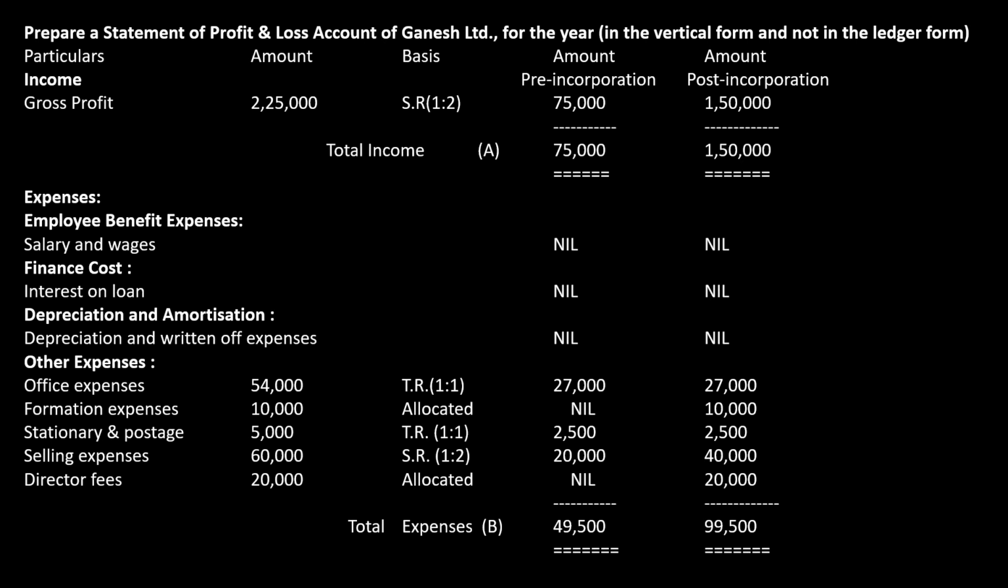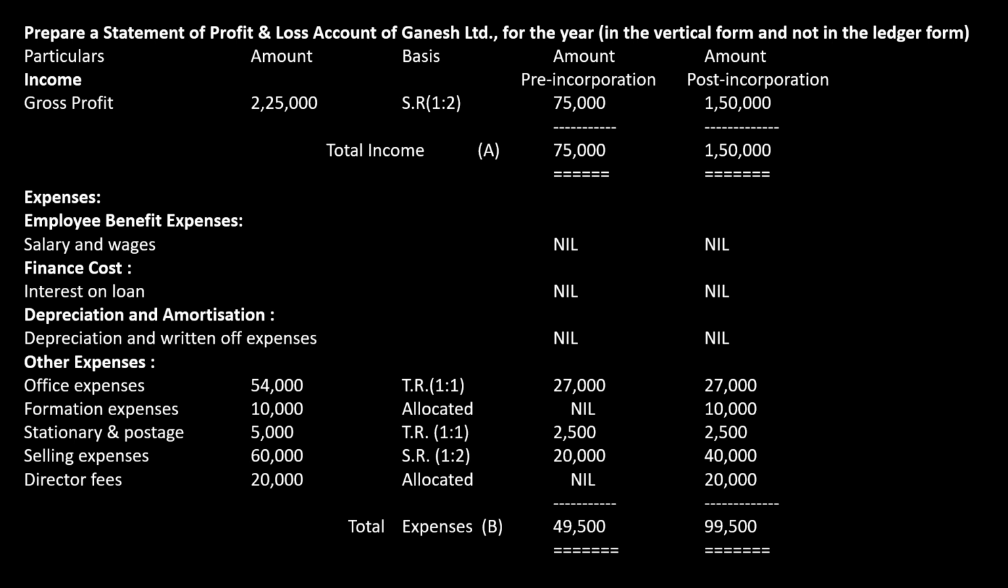The next amount column will be called the post-incorporation period, that is after the incorporation, that is after 1/7. So any expense that is spent after 1/7 will be written in the last column. Any expense that is spent before the incorporation will be written in the last but first column. Okay, so this is how you do the allocation.